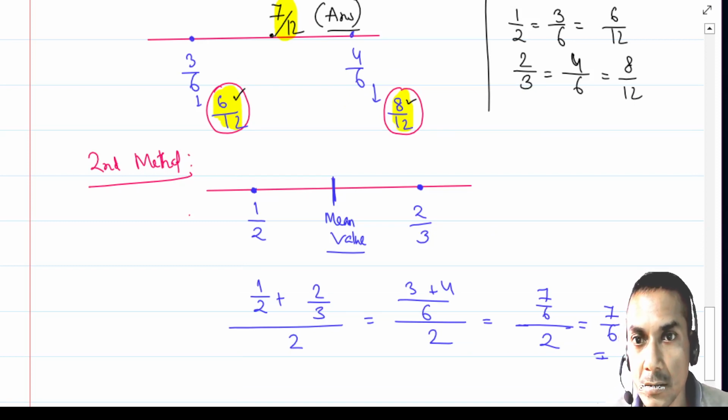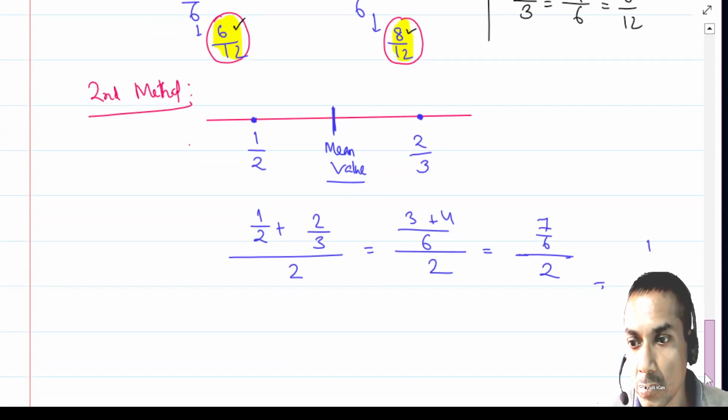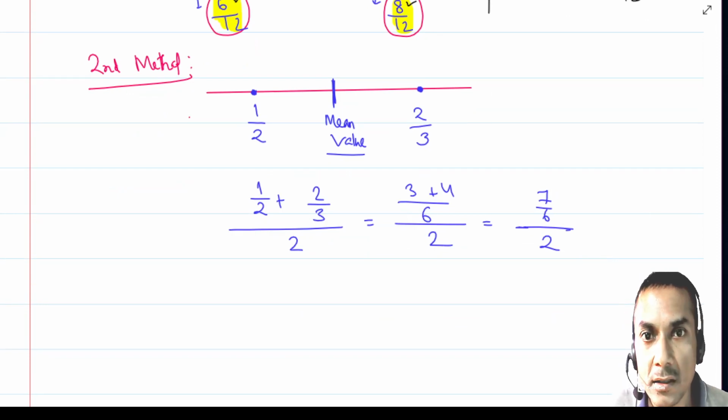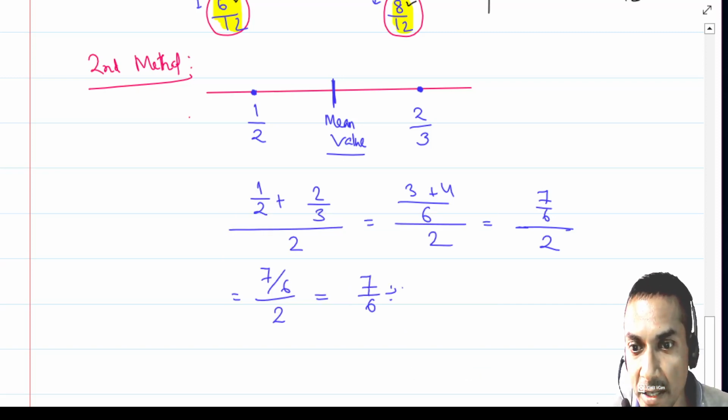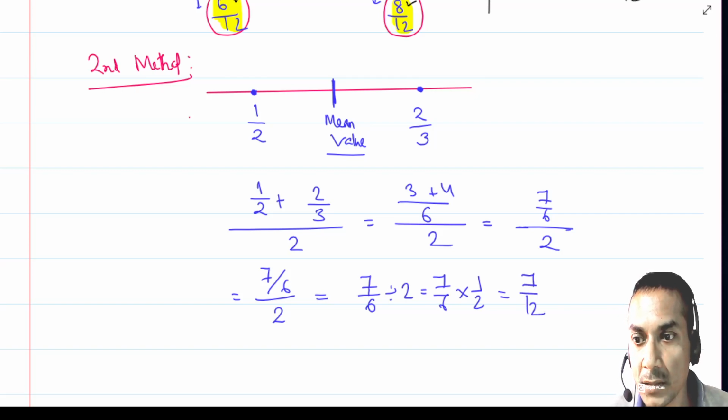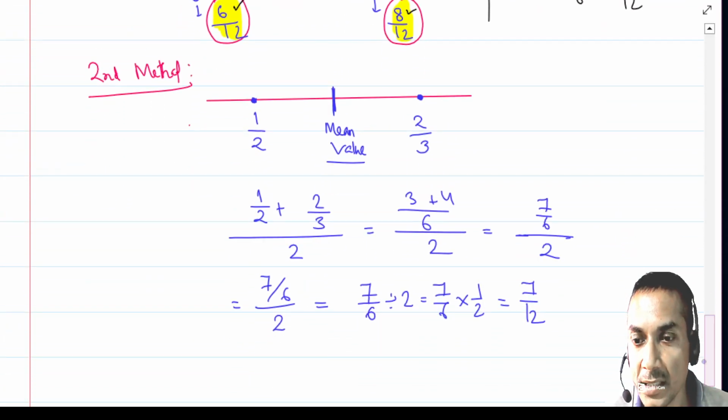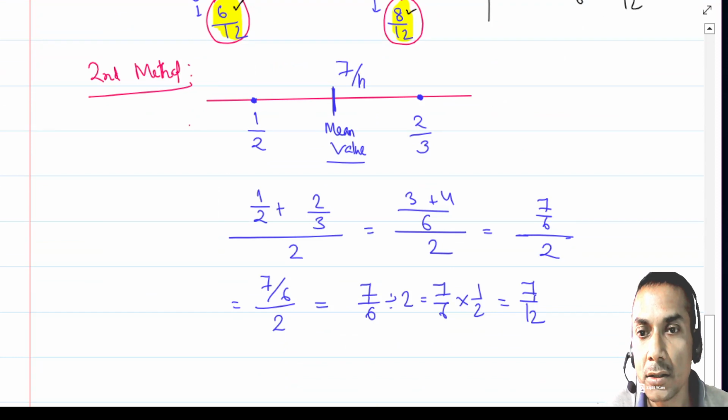Maybe it is not visible to you in this location, so let's look at a different position. 7/6 divided by 2 is equal to 7/6 into 1/2, so 7/12. Now hope it is clear to you. We get the same answer, that is 7/12. It is the right answer, 7/12. Clear?